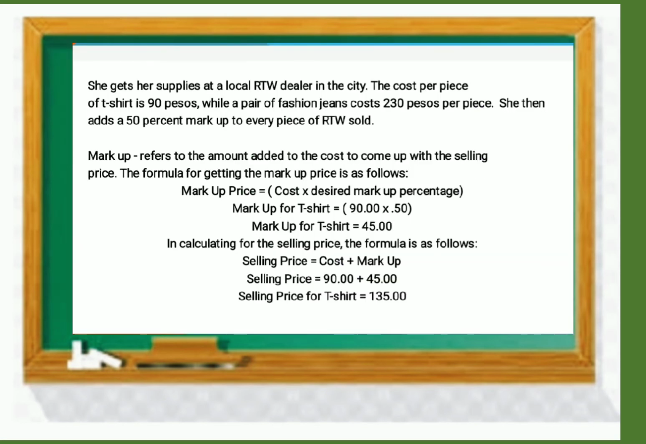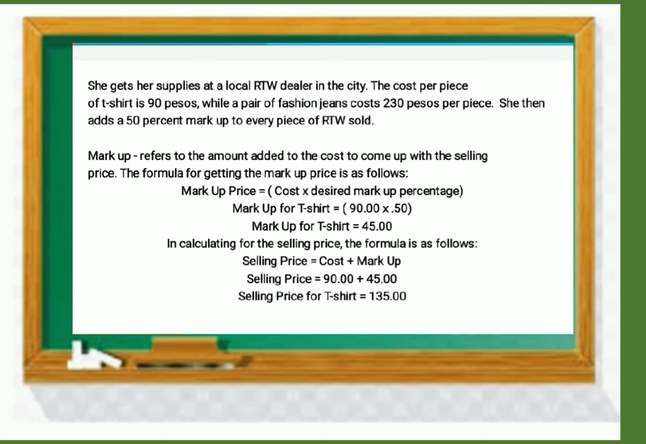So we have here, she gets her supplies at a local RTW dealer in the city. The cost per piece of t-shirts is 90 pesos. You get it? While a pair of fashion jeans costs 230 pesos per piece. She then adds a 50% markup to every piece of RTW sold. So when we talk about markup, it refers to the amount added to the cost to come up with the selling price. Pila imong gasto imong pagatubuan. So that is what we called markup.